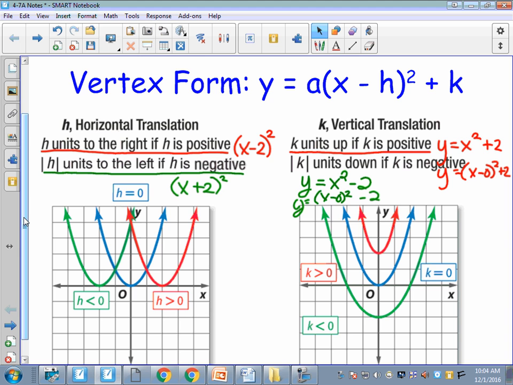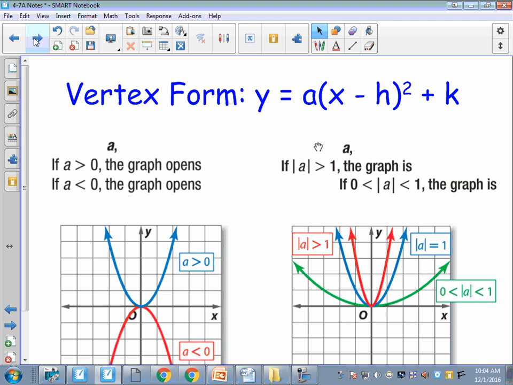So those are our h and k values. H shifts us left and right. K shifts us up and down. The a value does 2 things, just like a does 2 things in lines. It determines the direction of the line and it determines the steepness of the line. The a value in quadratics pretty much does the same thing. It's a sort of slope.